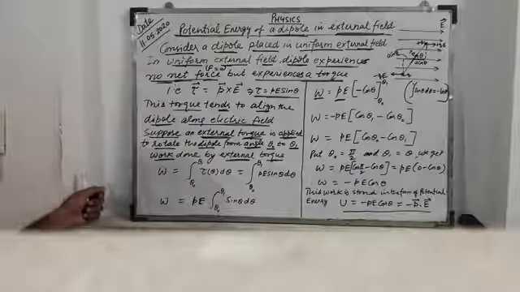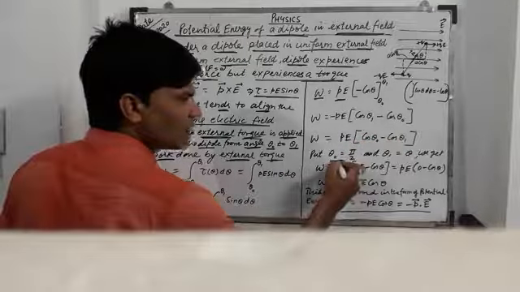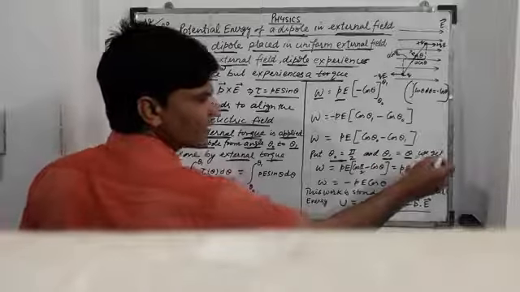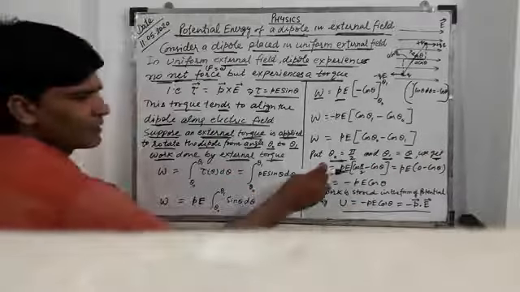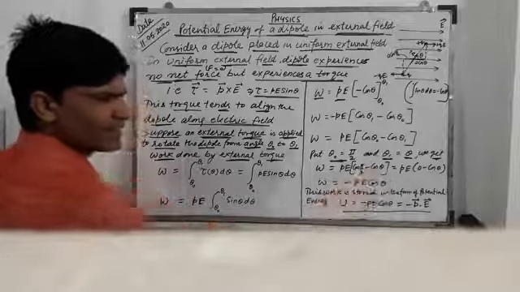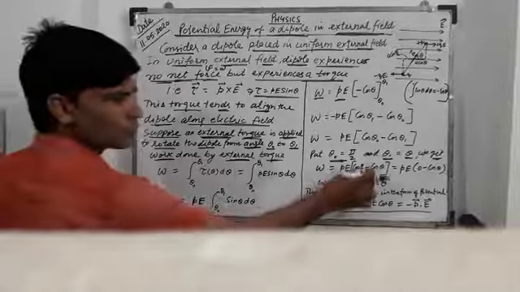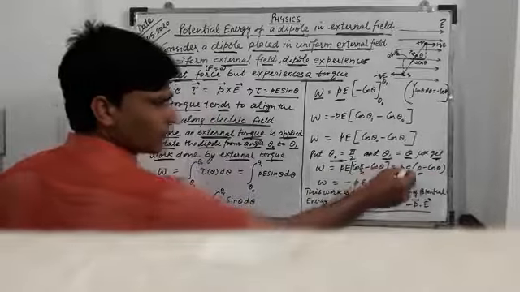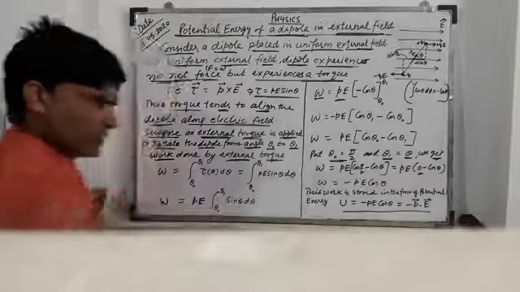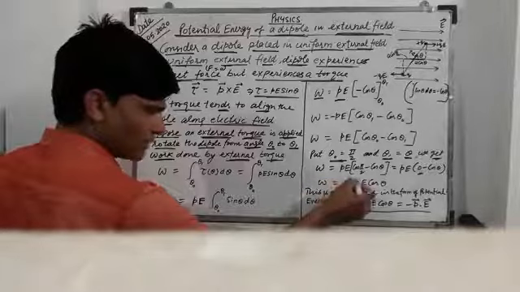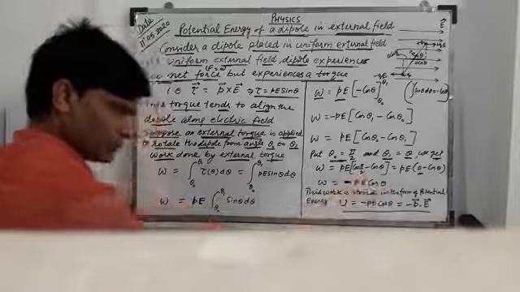Now put theta naught equal to pi by 2 and theta 1 equal to theta. We get W equal to PE bracket cos pi by 2 minus cos theta. But as you know, cos pi by 2 is 0. So PE times 0 minus cos theta. Finally we get W equal to minus PE cos theta.